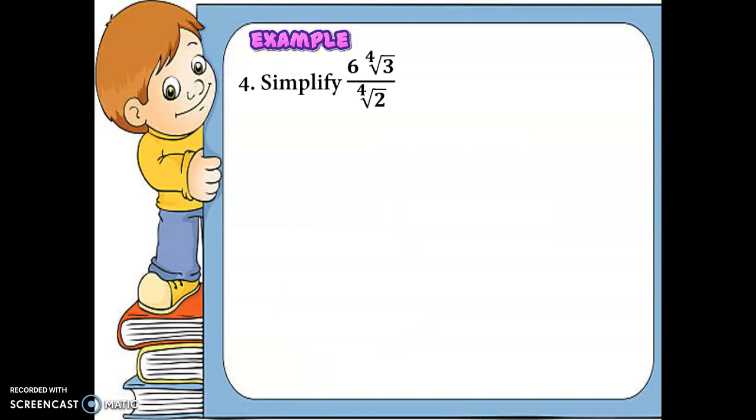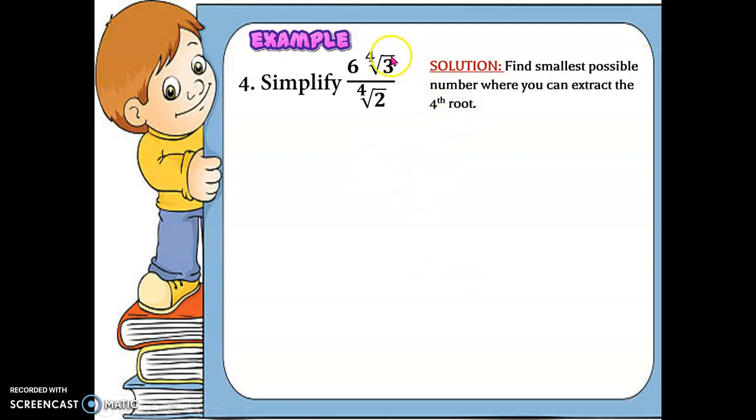So, ganun din po. Almost same as example 1 and example 2. Combinations na siya. So, 6 the fourth root of 3 and fourth root of 2. So, sa solution nito, since wala naman talaga tayo may extract na fourth root ng 3 and 2, all you have to do is the smallest possible number where you can extract the fourth root. So, dito tayo sa ilalim kasi ito yung kailangan nating ma-rationalize, di ba? So, fourth root na possible na i-multiply natin kay 2.